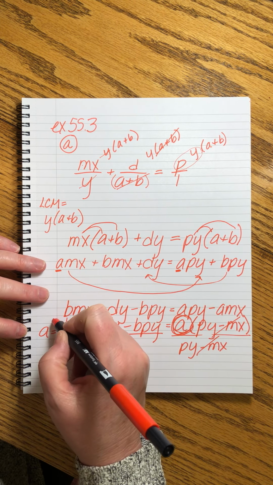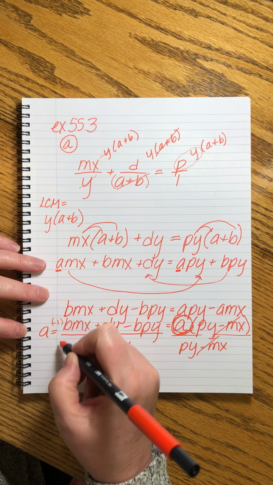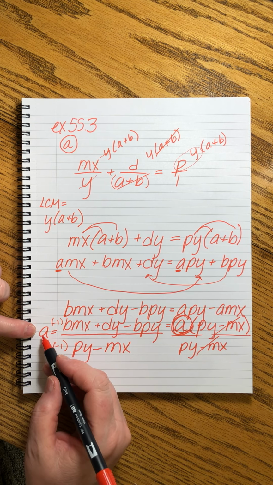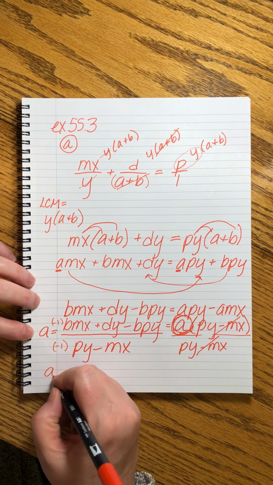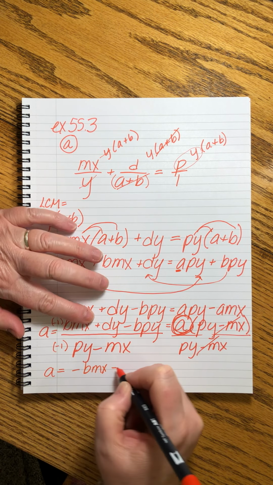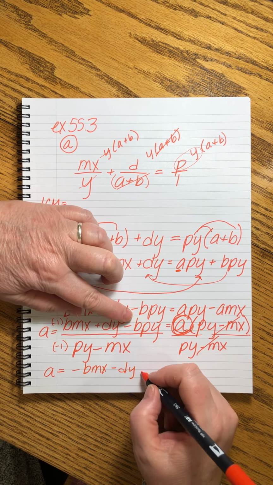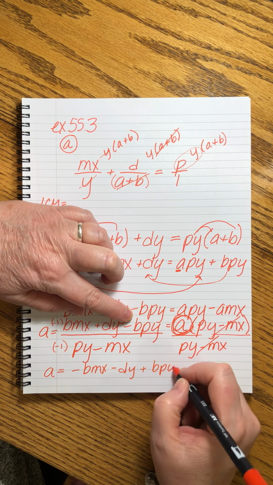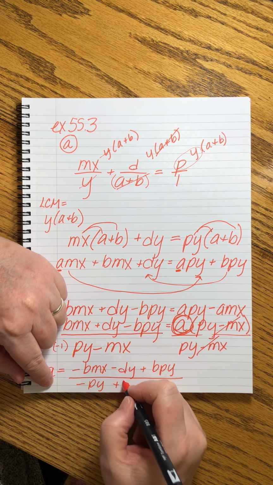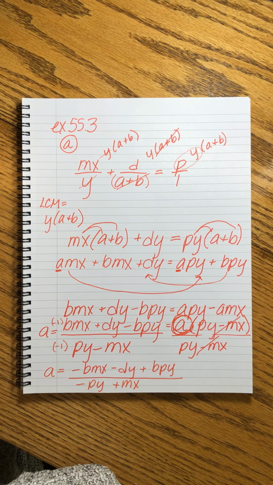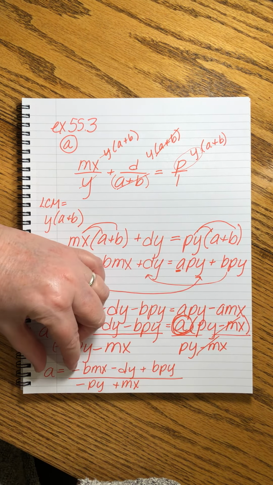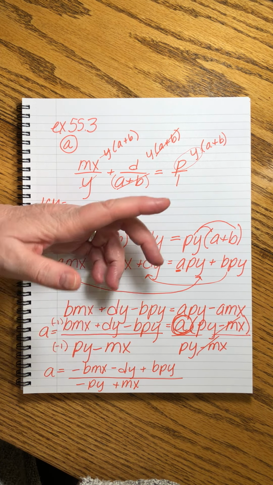So I'm going to multiply by minus 1 over minus 1. And because we're doing top and bottom, we don't have to do it to the other side. So we'll get A equals minus BMX minus dy plus BP over minus py plus mx. All right, I don't really like the way this looks. I could bring the positive terms to the front. That would look a little better, but I'm not going to go to all that trouble.